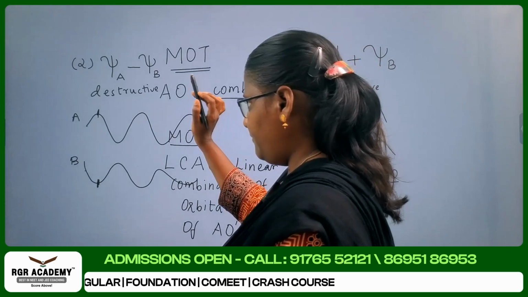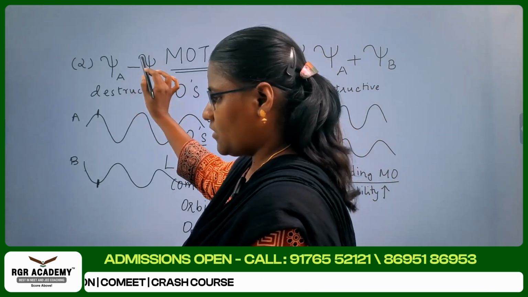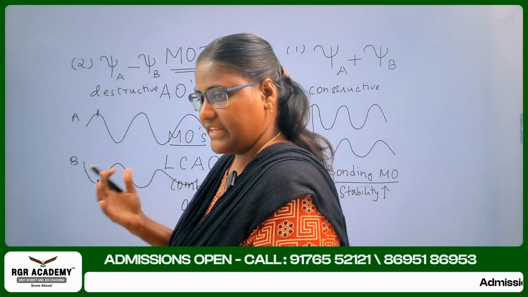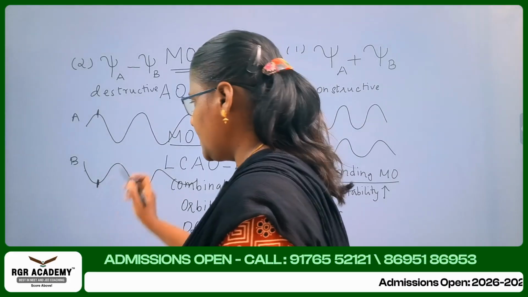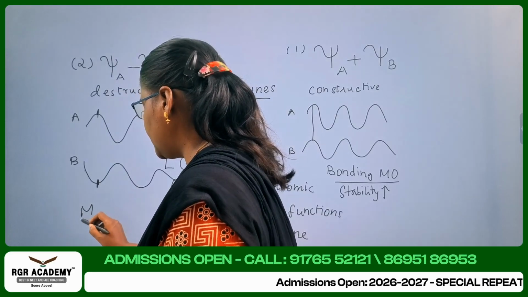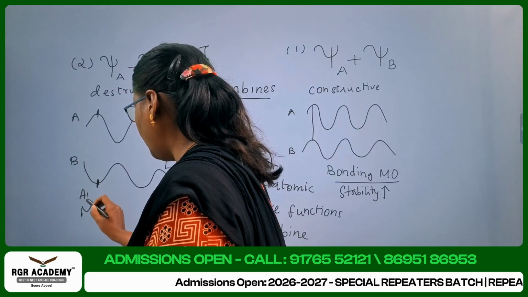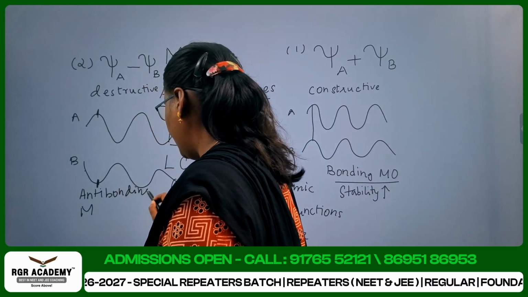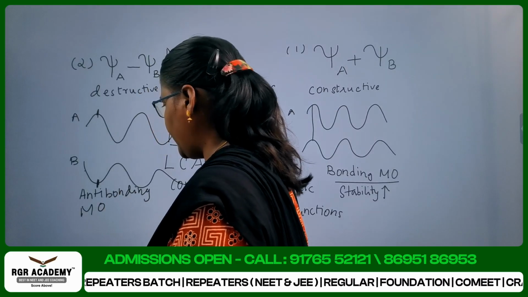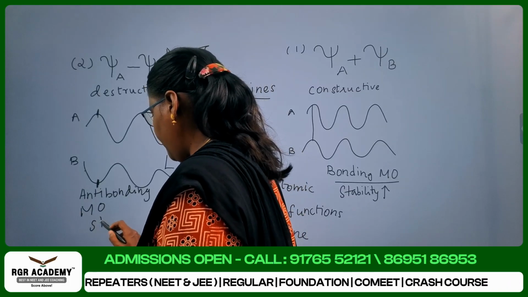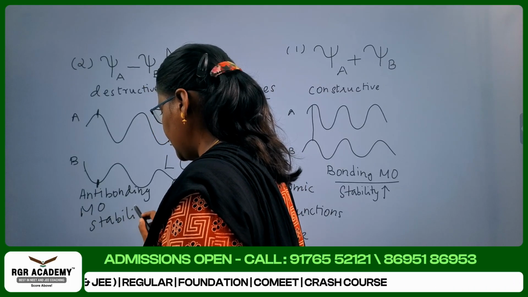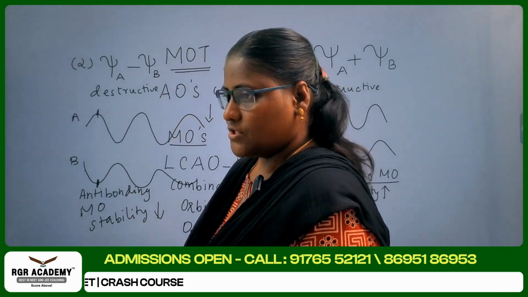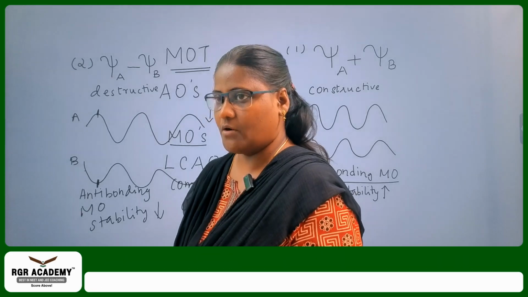So here, when you have the molecular orbital of this form, destructive, the possibility of finding the electron is very least and the bonding stability is less. This molecular orbital is said to be the anti-bonding molecular orbital, and this anti-bonding molecular orbital will have very least stability. So we have two molecular orbitals.